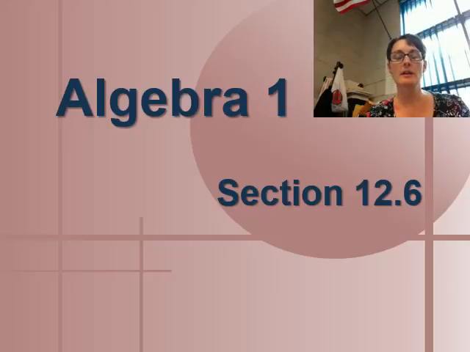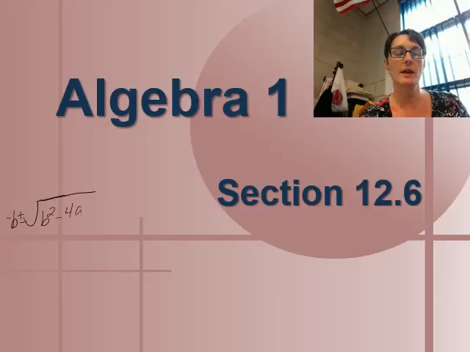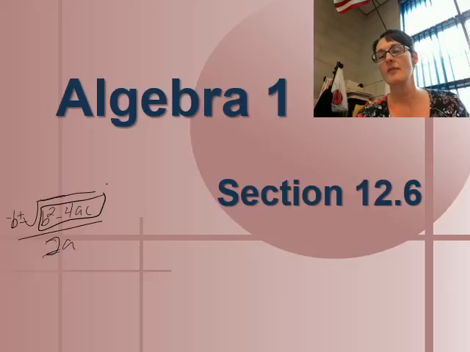Okay, we're going to look again today at quadratic equations, but we're going to look specifically at that quadratic formula that we talked about yesterday, where we have negative b plus or minus the square root of b squared minus 4ac over 2a. This in the center is called the discriminant. So we're going to look at that discriminant to make some determinations about our problems.